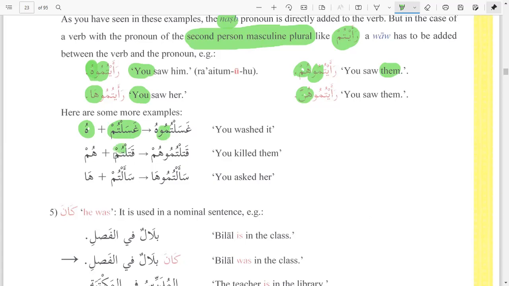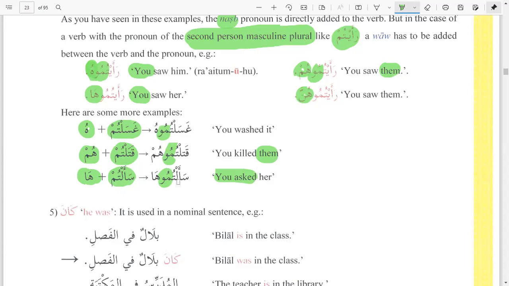Qataltum, you killed. Them. You killed them. So it will come qataltumu. Qataltumu, you killed whom? Them. You killed them. Sa'altum, you asked. Sa'altum means you asked. Ha, her. You asked her. So we are adding an object that is a pronoun. Sa'altumuha.